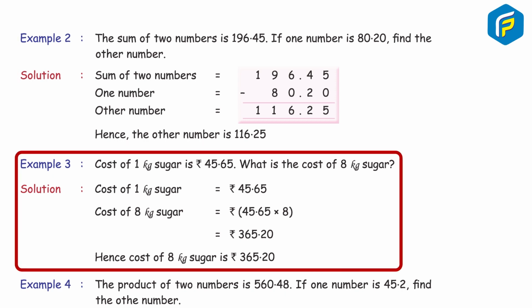Example 3. Cost of 1 kg sugar is 45.65. What is the cost of 8 kg sugar? Solution. Cost of 1 kg sugar equals rupees 45.65. Cost of 8 kg sugar equals rupees 45.65 into 8 equals rupees 365.20. Hence, cost of 8 kg sugar is rupees 365.20.